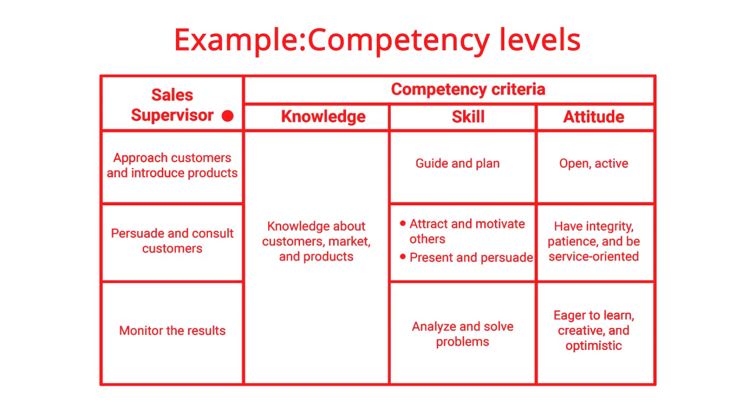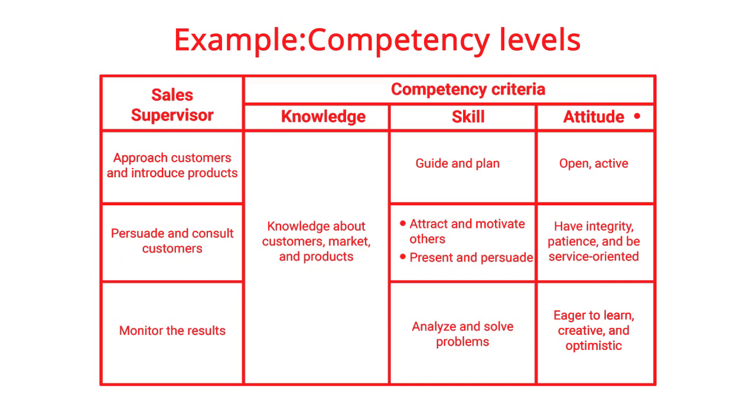For the sales supervisor, the criteria we're looking at is 1, approach customers and introduce products. The second one is to be able to persuade and consult with customers. And lastly, to monitor the results. The competency criteria under knowledge for all 3 is that the sales supervisor must be knowledgeable about customers, the market, and products. When it comes to skill, the supervisor should be able to guide and plan when it comes to approaching customers and introducing the products. And when it comes to the sales supervisor's attitude, what you want him to have is an open and active attitude.